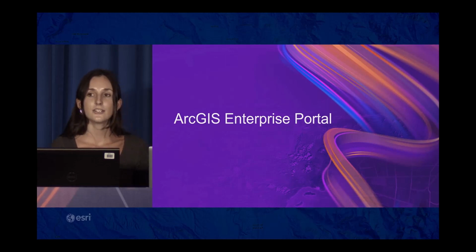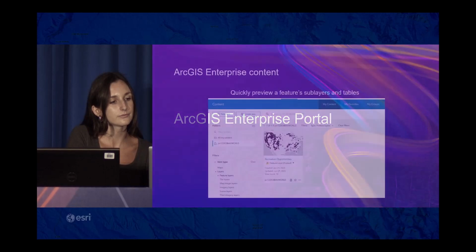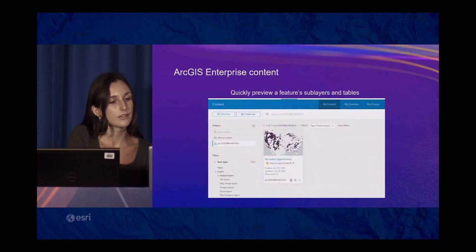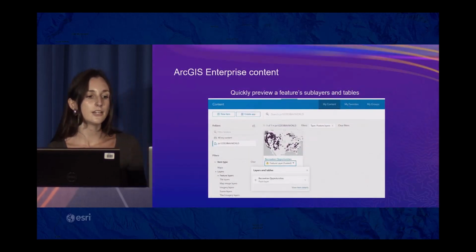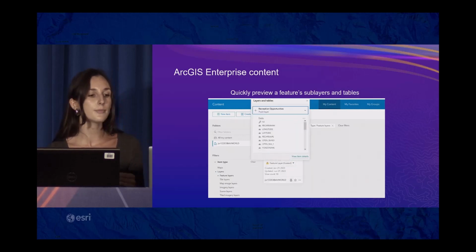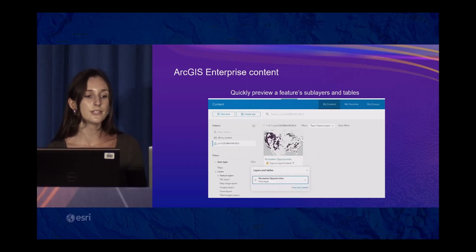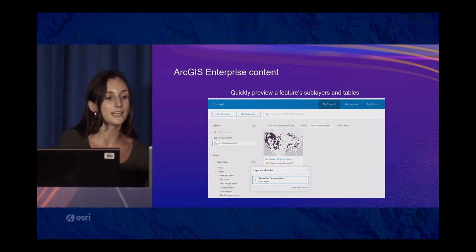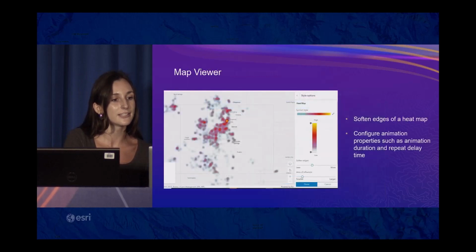All right, so let's get into it, starting with updates to the ArcGIS Enterprise portal. When you are browsing for content in your organization, you can now quickly preview a feature's sublayers and tables to see a list of any associated fields. The preview window also offers options for working with the sublayers and tables. This will be a great way for you to quickly get some information on a feature layer without having to go into the item details page and disrupt your content browsing.